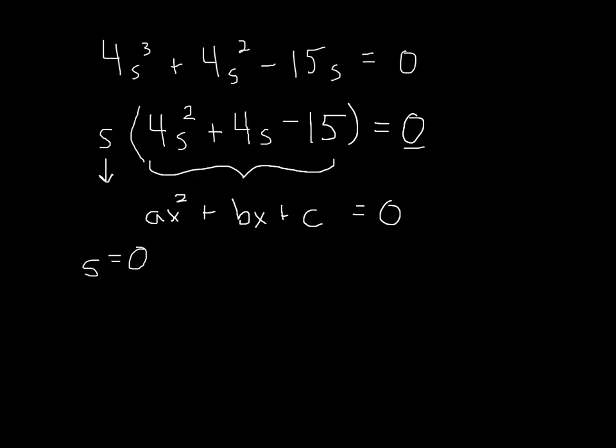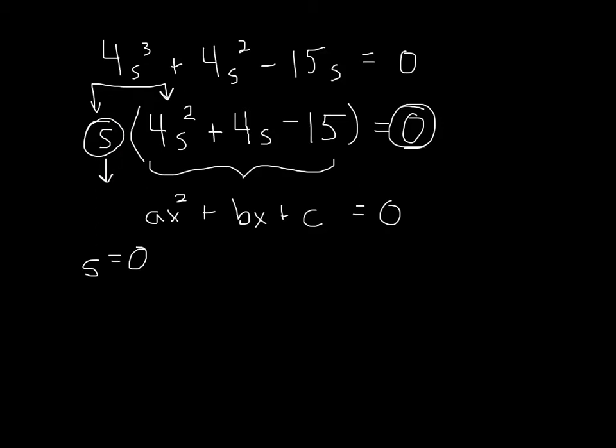I have two things multiplied together. If one of those things is 0, in this case my s, then I get 0 as my answer. Now I also have to solve the second part of my multiplication problem. What if all of this stuff is equal to 0 times whatever this s is? It could be anything. I would still get a 0. So that's where my quadratic formula comes in.